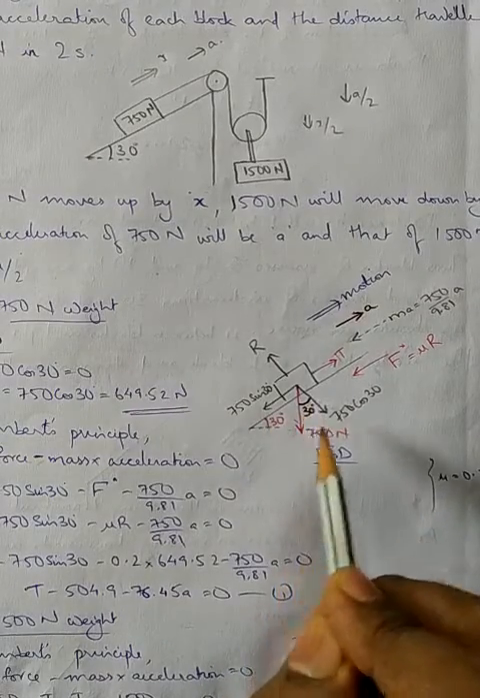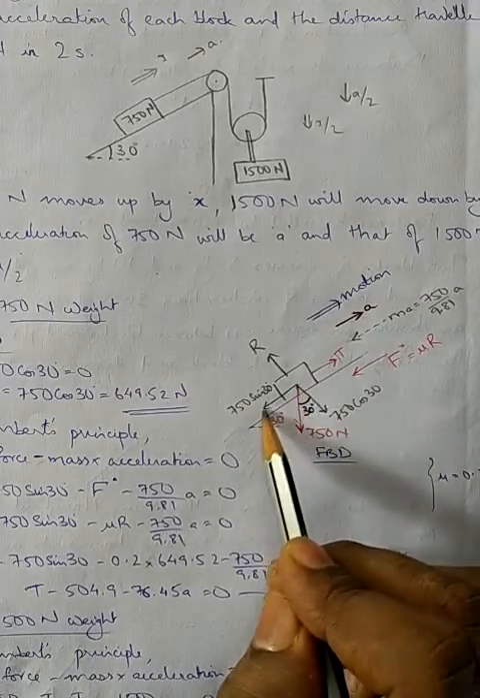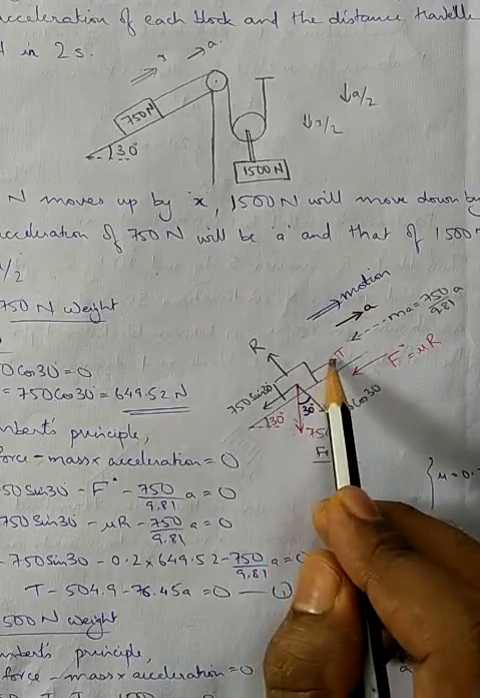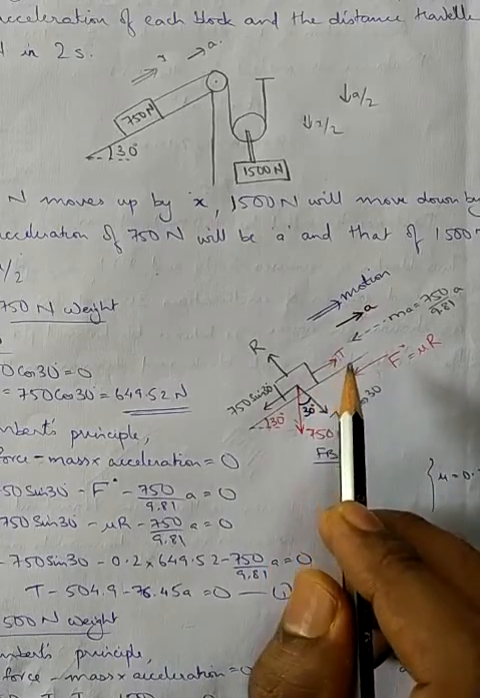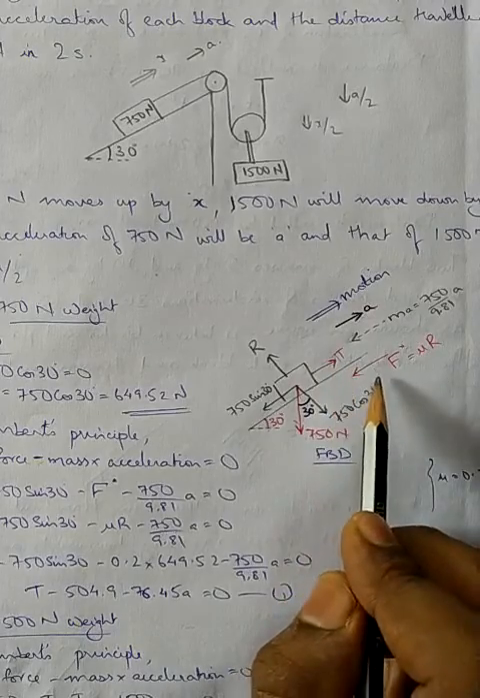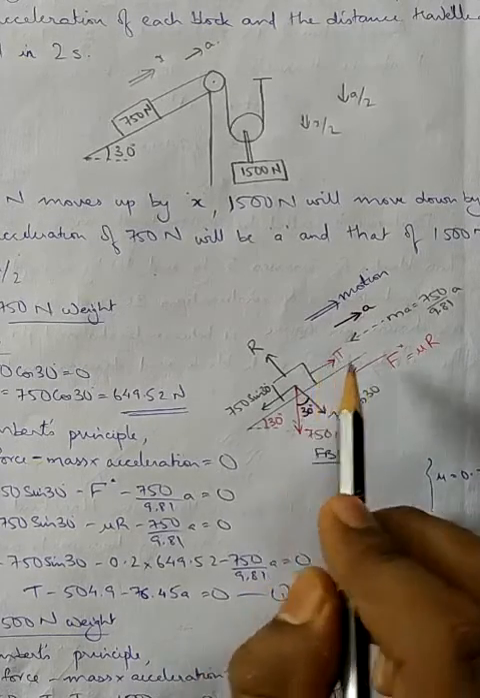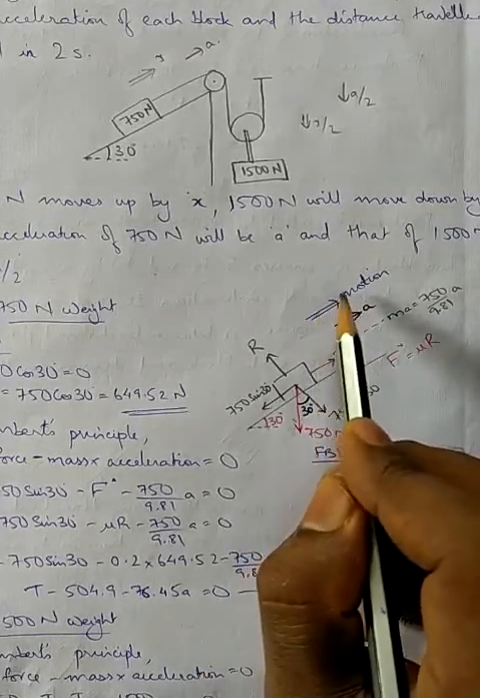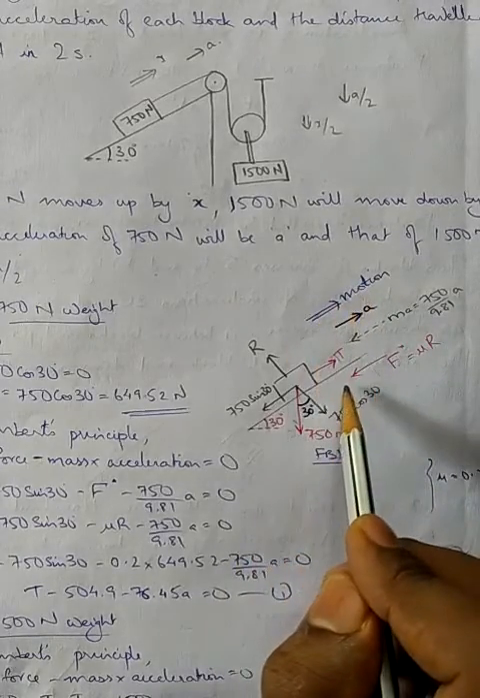So this will be 30 degree. This is 750 cos 30, 750 sin 30. It is connected by a string, so T is the tension in the string. As this is a rough surface, because mu value is given, so it is a rough surface. Direction of motion is upwards, which means frictional force will be downwards.